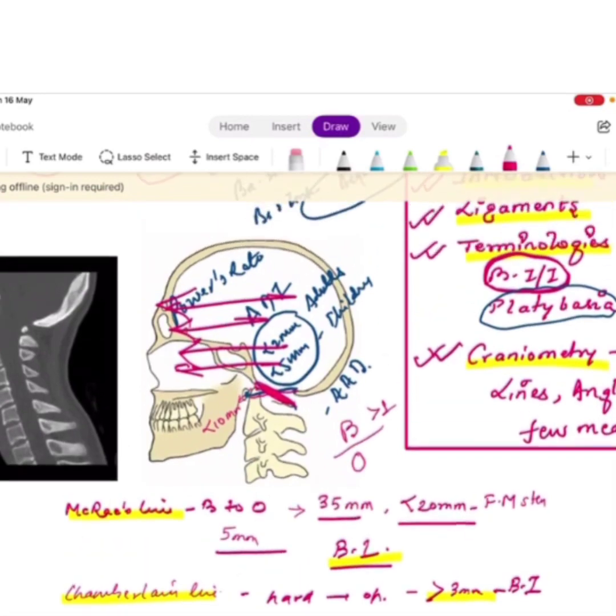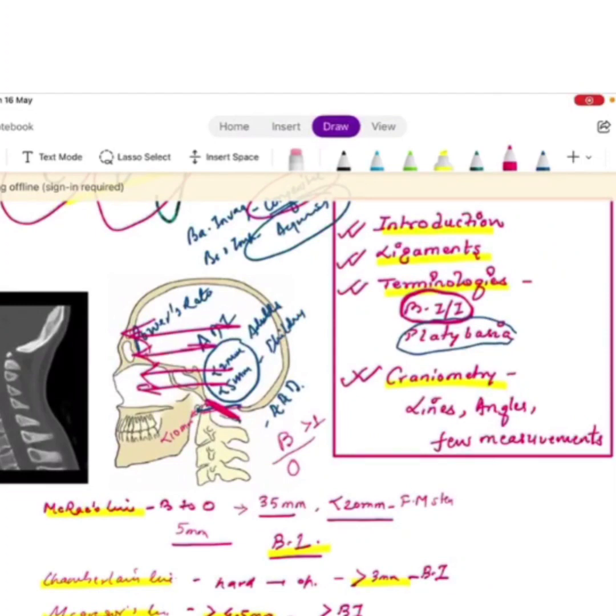So we have discussed the introduction, what constitutes the craniovertebral junction, the bones, the ligaments and their articulation. We have discussed basilar invagination, basilar impression, platybasia. We have discussed Macrae's line, the Chamberlain line, McGregor's line and Wycombe's line, and the basal angle, and a few other measurements like the atlantodental index, the basion dental index, and the Powers ratio.